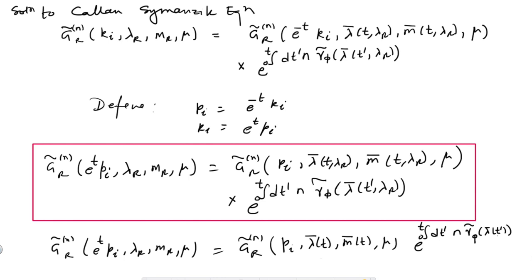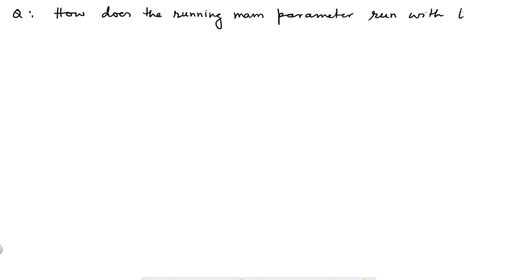So the question is, how does the running mass parameter run with t? T is the scale. Okay, so let's find out how it runs with t.